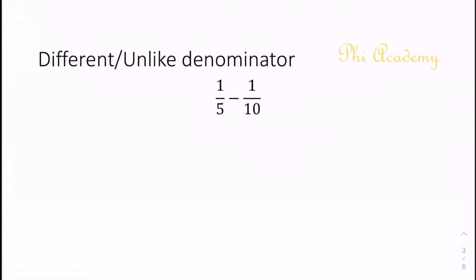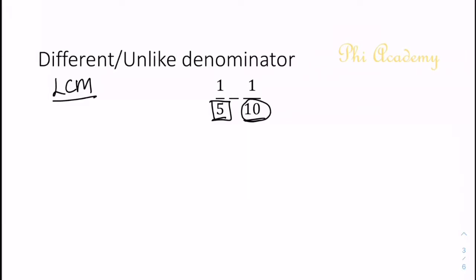Now what if the denominators are different? So here we have one denominator as 5 and the other is 10. This is where we have to find our LCM. So how to find the LCM? We start with the smallest number, which is 5, and write out its multiples and find out which of those multiples is divisible by the second number, which is 10.